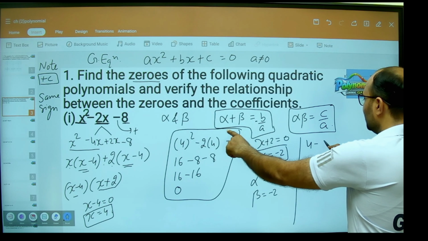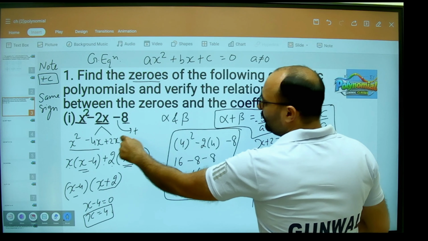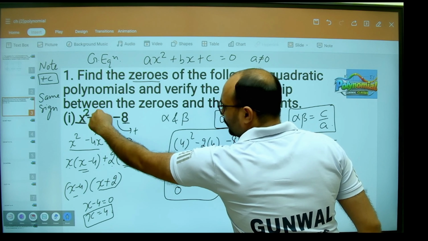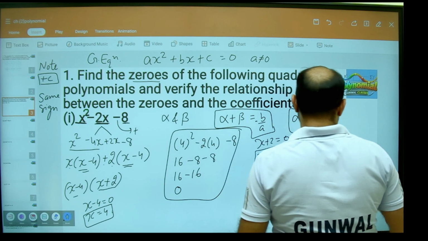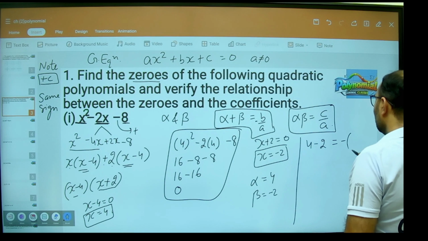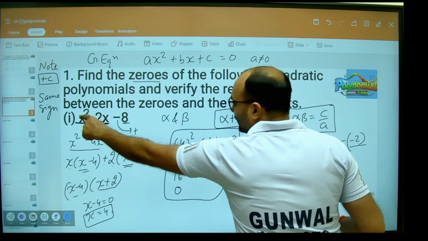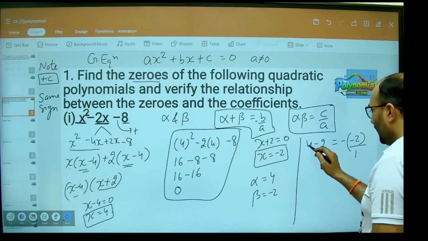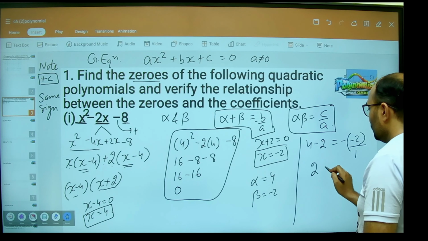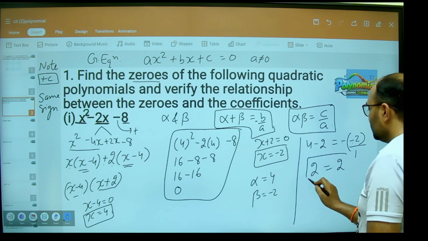4 - 2, which would be equal to minus b upon a. What is b? -2 and +2. The minus sign was already there, -2. What is a here? Nothing is there, so 1. Denominator is 1. If you simplify 4 minus 2, that is 2. Minus minus becomes +2. Both are equal.